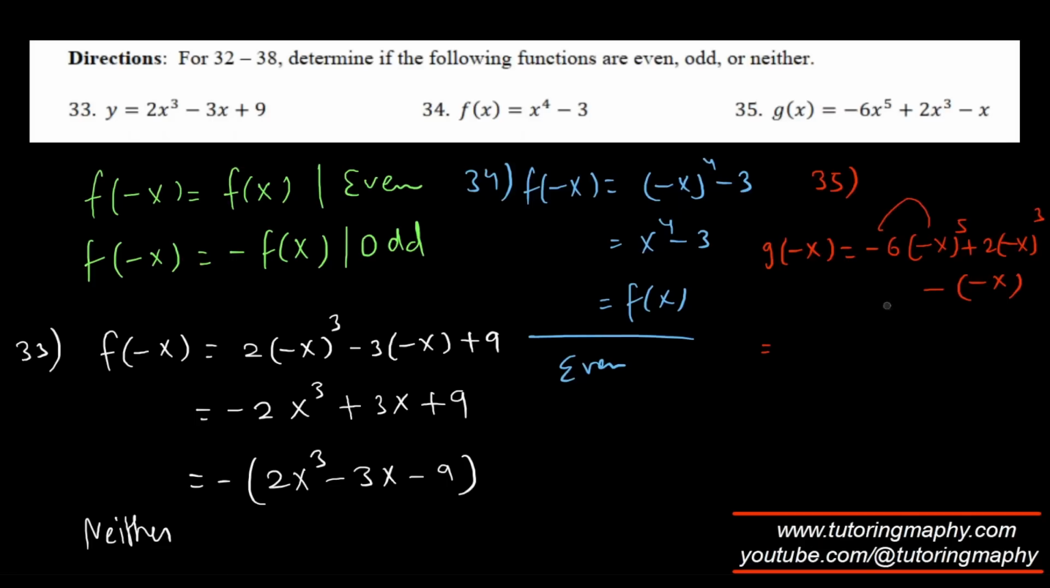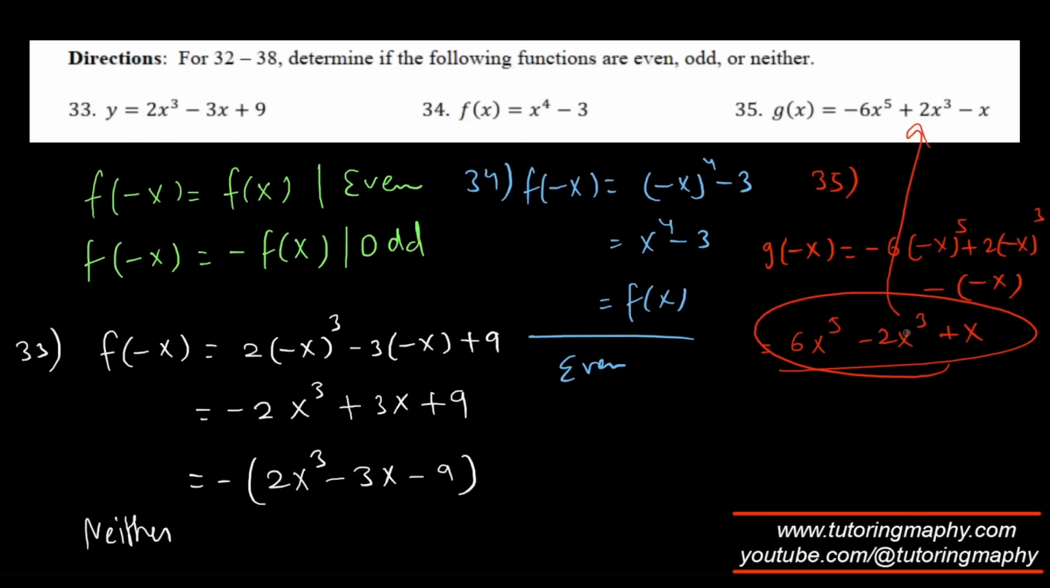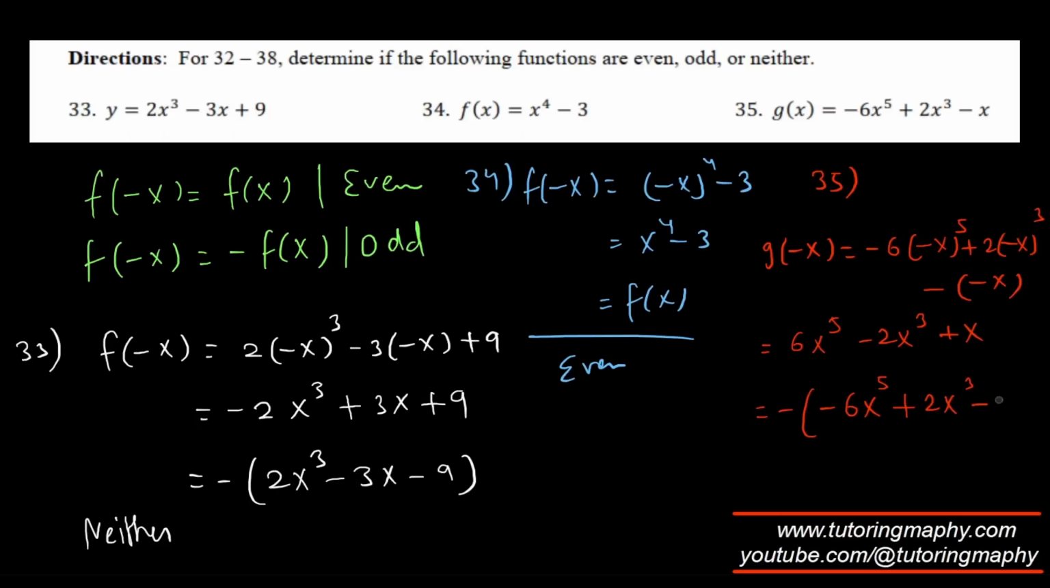So double negative will become positive 6x to the 5, negative 2x cube and positive x. This is surely not the function, so it's not even. But if we take a negative sign out, I will be left with negative 6x to the 5 plus 2x cube minus x, which is definitely the function again. So this is minus of g of x, which is an odd function.